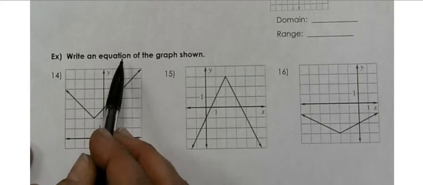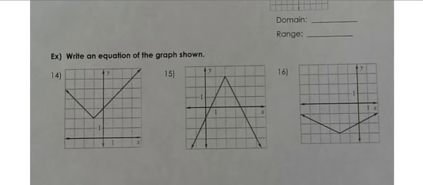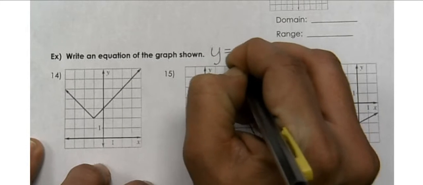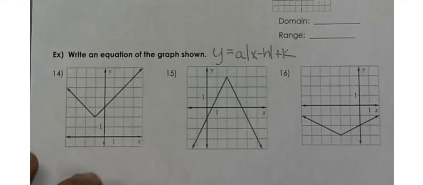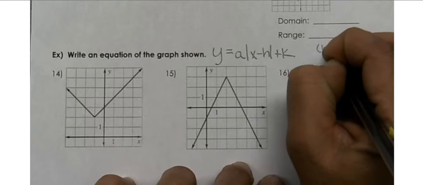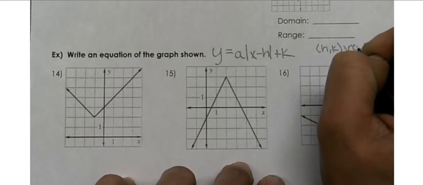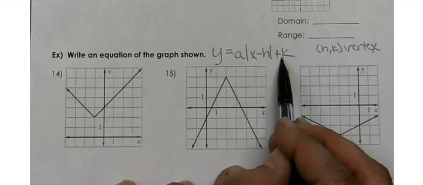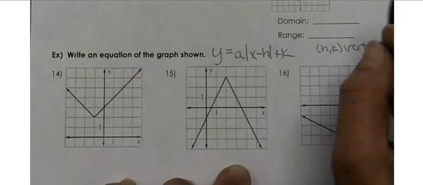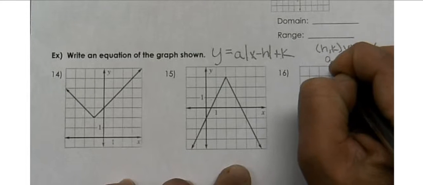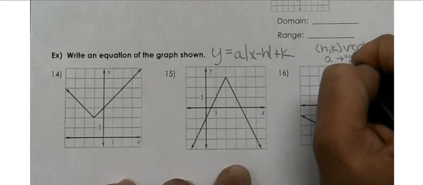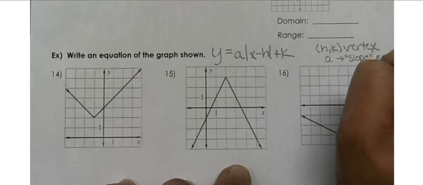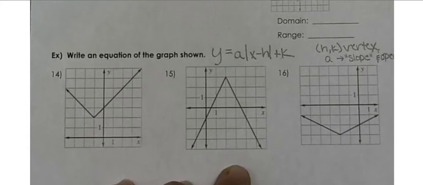When we write an equation of the graph shown, we're going to want it in this form: y equals a times the absolute value of x minus h plus k. The important thing to remember is that the h, k part is your vertex. We find the vertex by what's on the inside and the term on the outside. And then the a value is going to tell us the opening and our slope. So a tells us the slope, and how it opens.